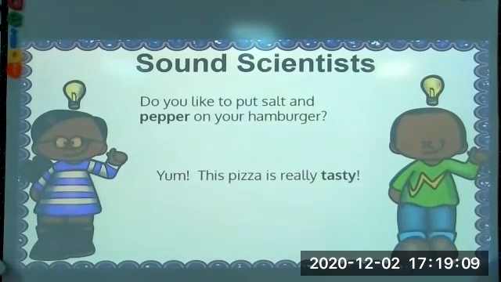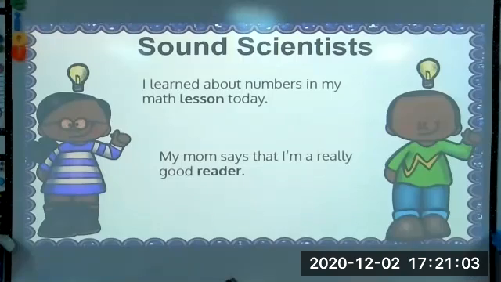Hold on one second, guys. Hold on just 1 second. I'm gonna for just a second. Okay, sorry about that. I had the wrong page pulled up.